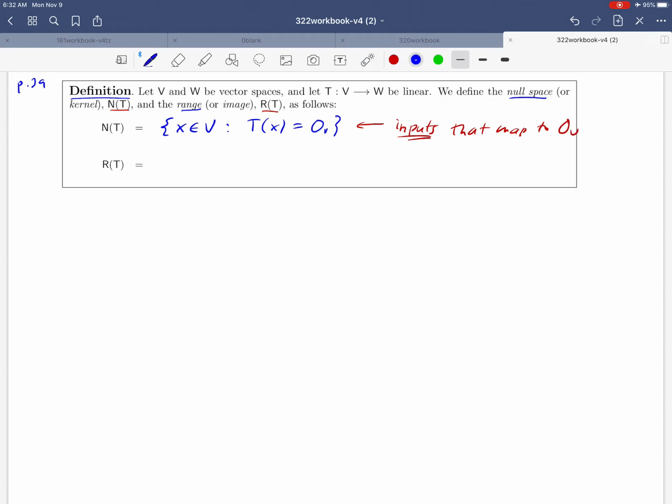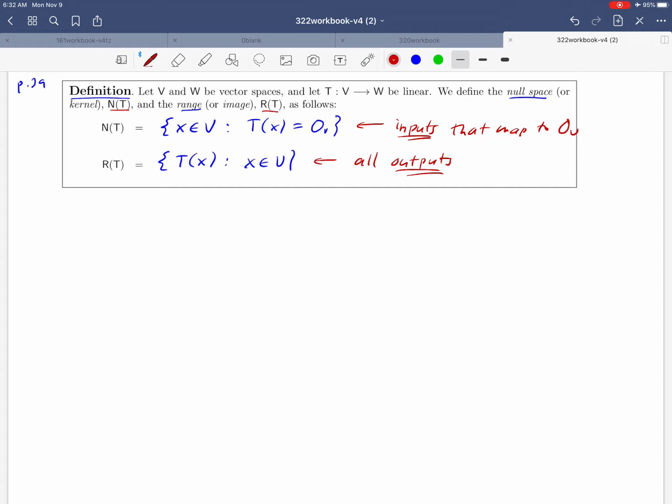Okay, and then the range of T is the same range that you know just from ordinary functions. So it's the set of all possible outputs that you could get. So the set of all T(x), where x can be anything in your domain. Okay, so in words, this would be just the set of all outputs of our function. Okay, so the null space has something to do with inputs, and the range has something to do with outputs.